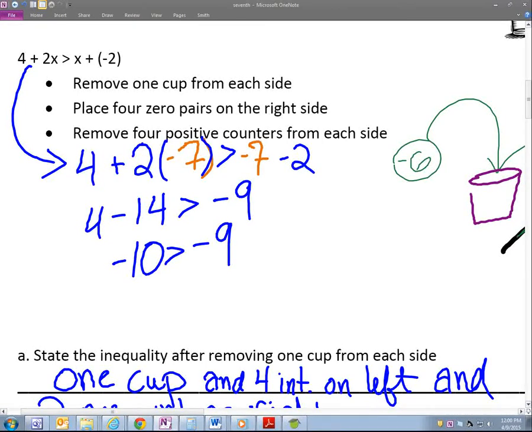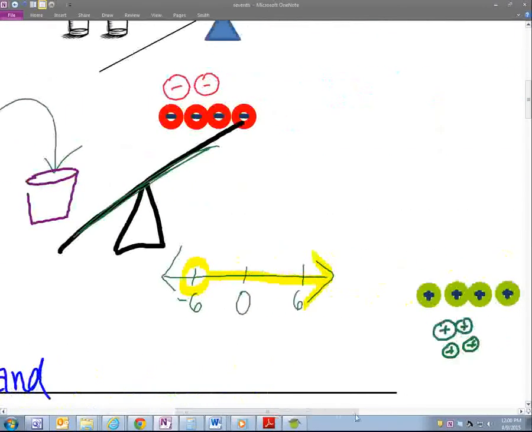Does that work? Is that true? No, that's not true. Look, here's your number line. -30 is over here, -9 is closer to there. When you go this way, you get higher on a number line. So that one doesn't work.